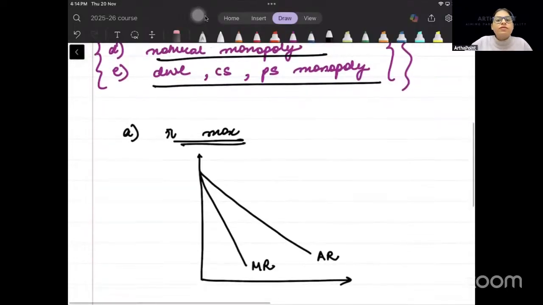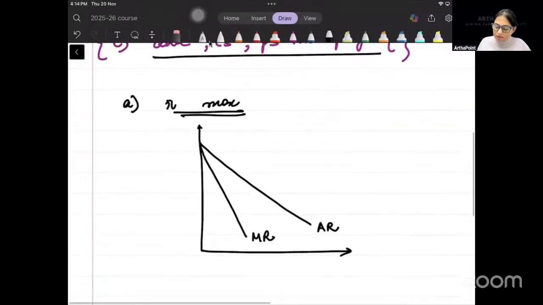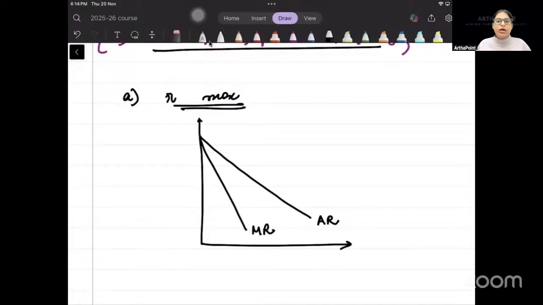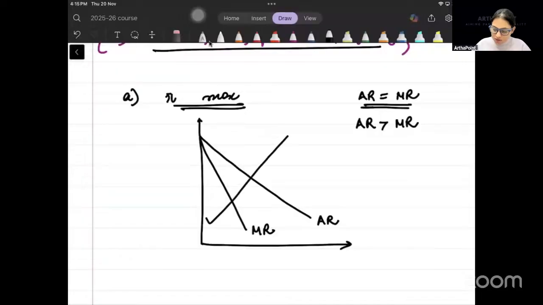Profit maximization. So when we talk about profit maximization, first of all, understand that unlike perfect competition, where we have the same AR and MR curve, AR is equal to MR, for a monopolist AR is greater than MR. So suppose this is my marginal cost curve. We saw in yesterday's class that profit will be maximum where MR is equal to MC. So profit will be maximum here where MR is equal to MC.